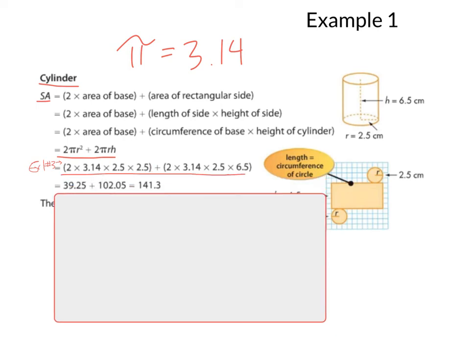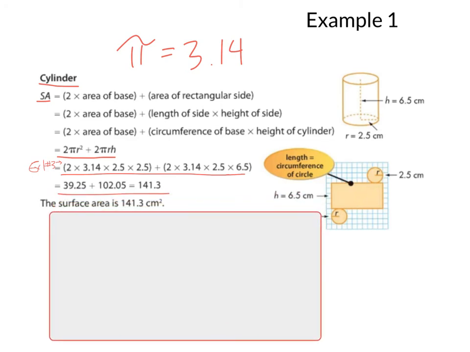So after multiplying this, I get 39.25, and after multiplying these numbers on my calculator, I get 102.05, and I get my answer after adding them together of 141.3. And what's my units? Okay, centimeters squared. So this work right here should be in example 1, number 3. Moving on in 3, 2, 1.